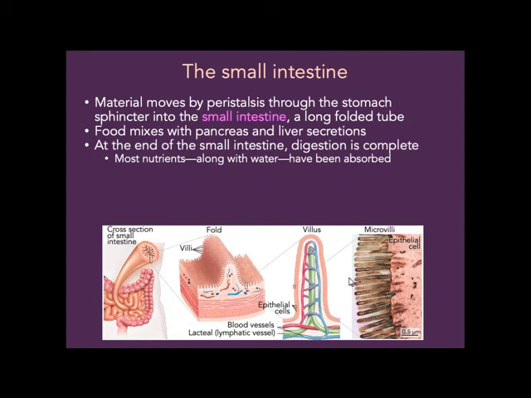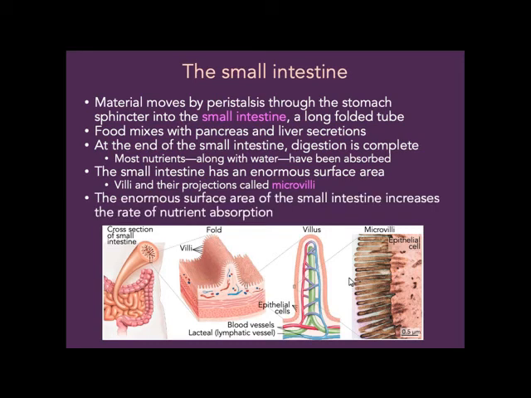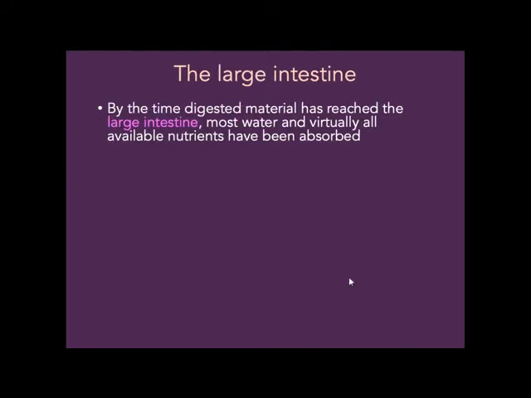This can absorb the little bits of food and nutrients that have been released. By the time the food gets to the end of the small intestine, digestion is complete. Most of the nutrients, along with most of the water, have been absorbed by the cells. The small intestine has a huge amount of surface area with villi and their tiny little projections called microvilli. Because there's so much surface area, it increases the rate at which nutrients can be absorbed. So we're very efficient at removing all of the usable nutrients from the food that we eat.